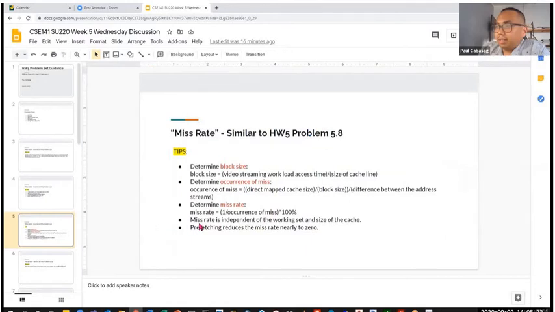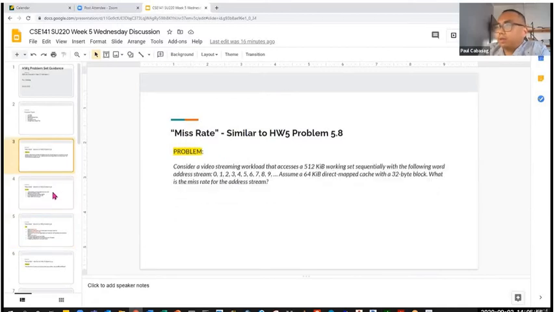So just to note, if there are some questions in there that you guys will explain, the miss rate is independent of the working set and the size of the cache, so it doesn't change. There's also a question about prefetching. When you do the prefetching, you're going to see that it reduces the miss rate. For our particular problem, it's nearly approaching 0.